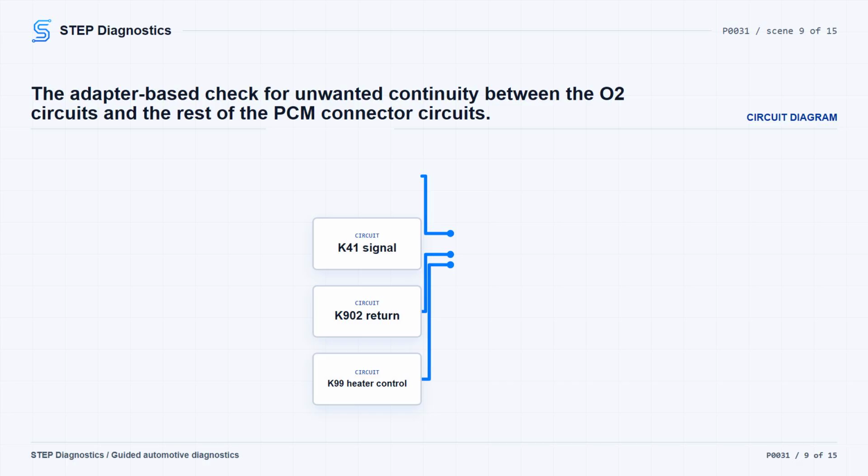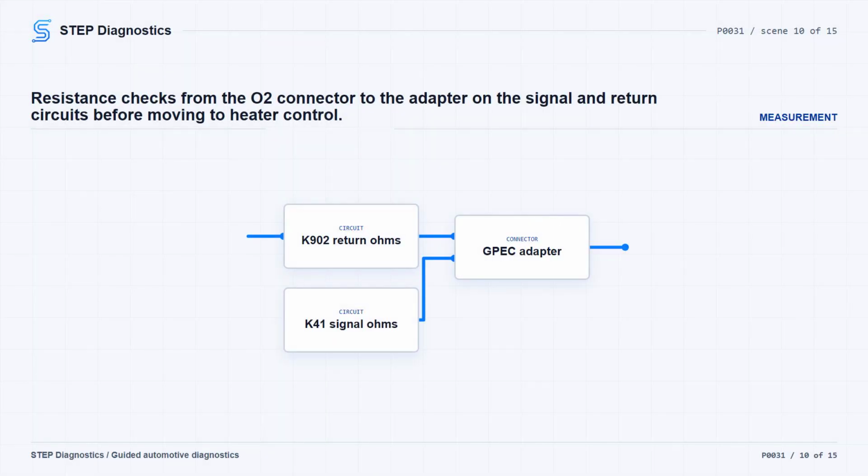If there is no continuity to ground, install the Diagnostic 10436 adapter at the proper PCM harness connector. Do not probe the PCM harness connector terminals directly. That can damage the terminals and create poor pin fit. With the circuits isolated through the adapter, check the signal circuit, return circuit, and heater control circuit against all other circuits at the adapter. There should be no continuity between the circuit being tested and any other circuit. If there is continuity, repair the short between those circuits, then verify the repair. If the short checks pass, move into open and high resistance testing.